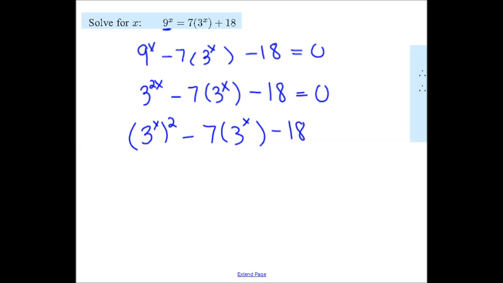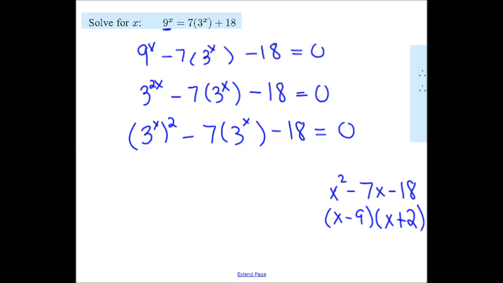Then it's a matter of factoring. Think about your x as being 3 to the x. So really, we could say this is of the form x squared minus 7x minus 18. In your head, you're thinking, what two numbers multiply to negative 18 and add to negative 7? We know it's going to be minus 9 plus 2. So instead of x, we'll just have 3 to the x. So 3 to the x minus 9 and 3 to the x plus 2 equals 0.